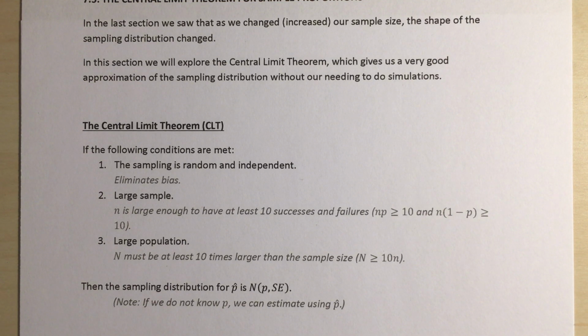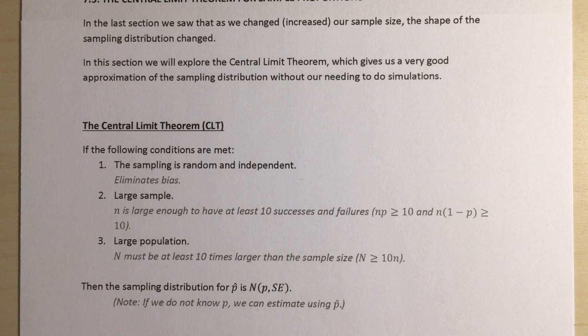Our second condition is that we need a large sample. Our sample size, n, is large enough to have at least 10 successes and 10 failures. Written next to that, n times p is greater than or equal to 10, and n times 1 minus p is greater than or equal to 10. p is our probability of success, 1 minus p is our probability of failure, and if we multiply those by our sample size, we should get at least 10 for each. Our third condition is that we have a large population. N must be at least 10 times larger than our sample size.